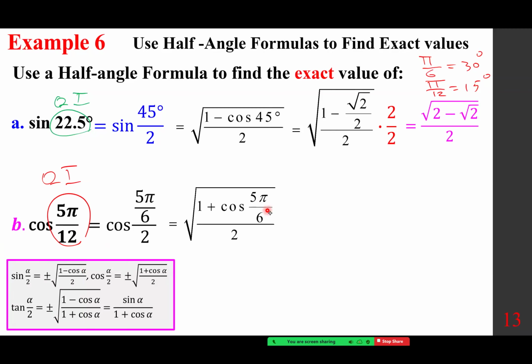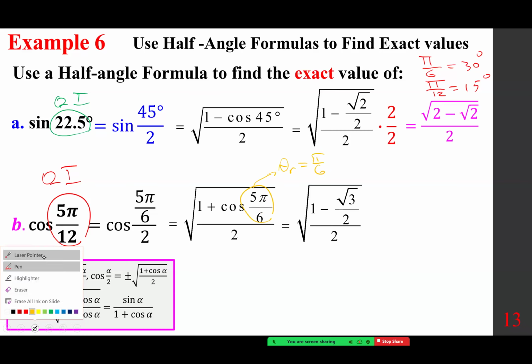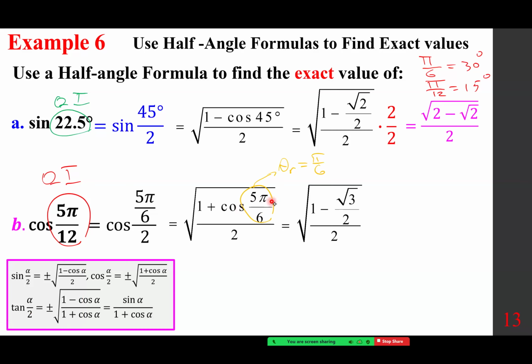Cosine of 5 pi over 6 is the same as pi over 6. Cosine of pi over 6 is square root of 3 over 2, but in the second quadrant cosine is negative. So minus square root of 3 over 2. One more time. In this case, pi over 6 is the reference arc. The reference arc for this theta is pi over 6. So it's the same as pi over 6. What is cosine of pi over 6? Square root of 3 over 2. What about 5 pi over 6? Second quadrant makes it negative.